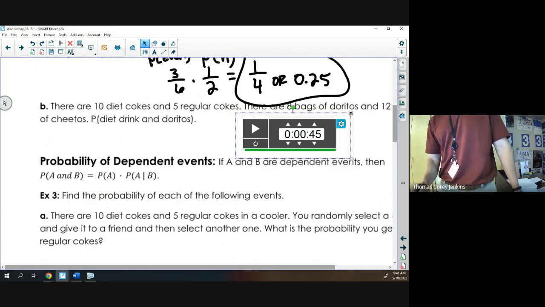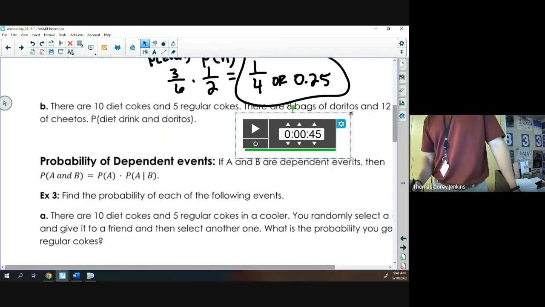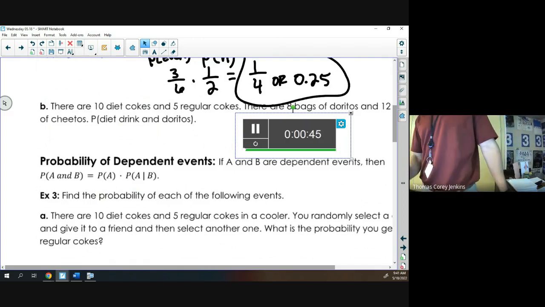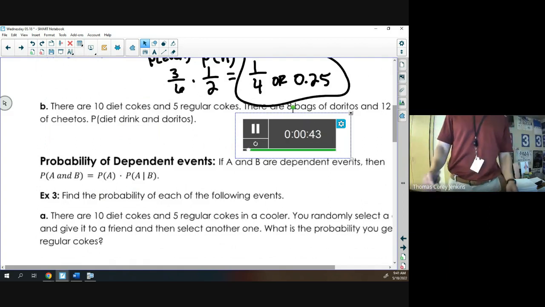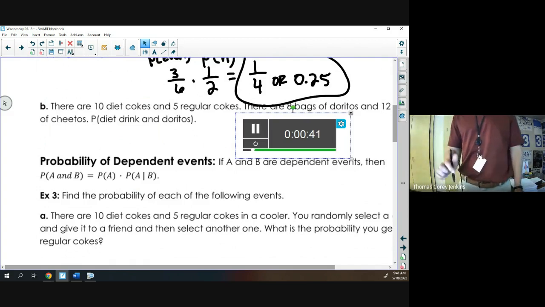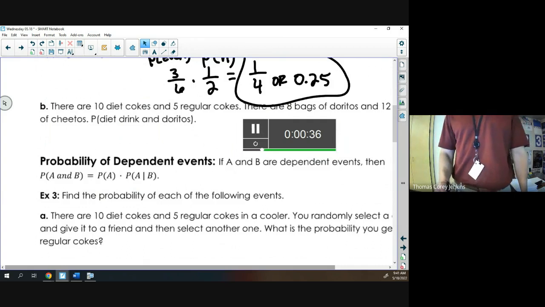So we got 10 Diet Cokes, 5 regular Cokes, 8 bags of Doritos, 12 Cheetos. So what's the probability that if we get a drink and a bag of chips, we select a diet and then a bag of Doritos? So see what you come up with, and feel free to use your calculator so you don't have to worry about reducing or anything like that.